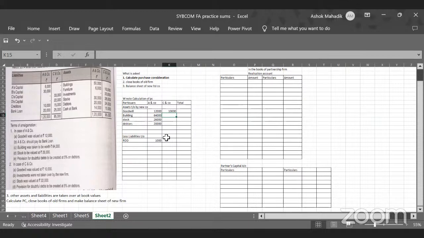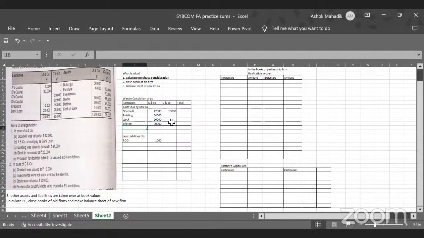Next, investment was not taken over by the new firm. It means in case of C and company, although investment appears in the balance sheet, it is not taken over by the new company. So in PC, it won't come. New company will pay for only those assets which it is taking over. Clear? So any asset which is not taken over by new company, don't take in PC.